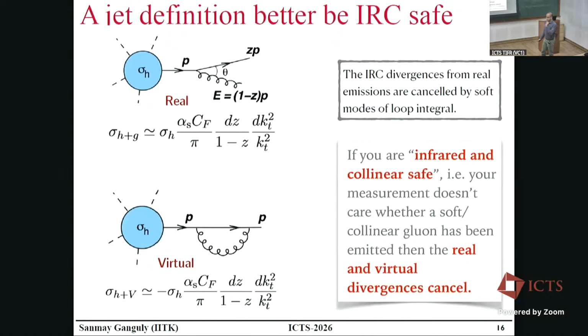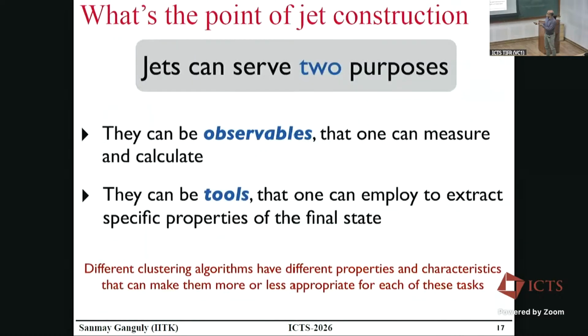So we have to make sure that our jet clustering algorithm is really recombining the right pieces of partons together, among which this real and virtual cancellation correctly happens. Otherwise, our jet algorithm won't be IRC safe. Okay, so this is what I was trying to tell, that jets can serve 2 purposes.